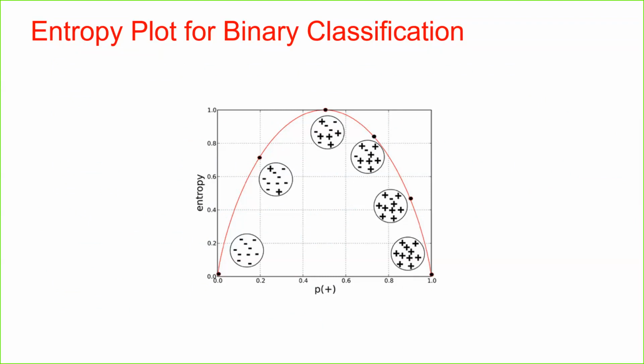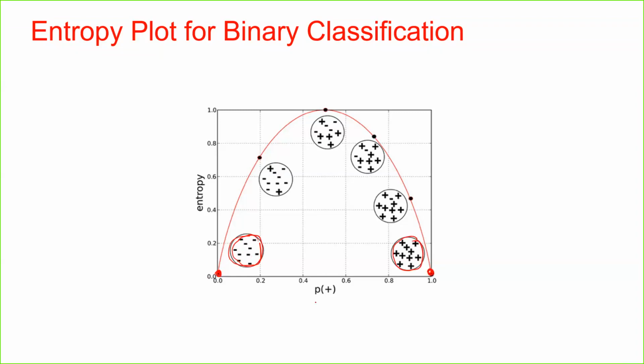You see this. This is the entropy distribution according to the number of positive and negative examples. Here there are 10 examples, all of them negative, so the entropy is 0. All of them belong to the same class. Here also there are 10 examples, all of them positive. In this case also the entropy is 0.